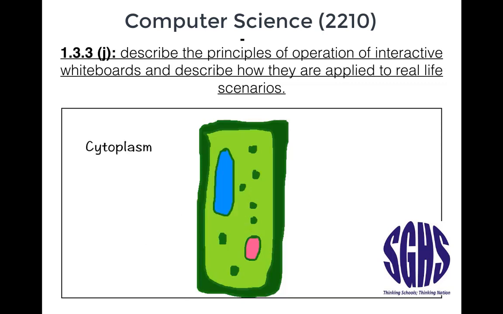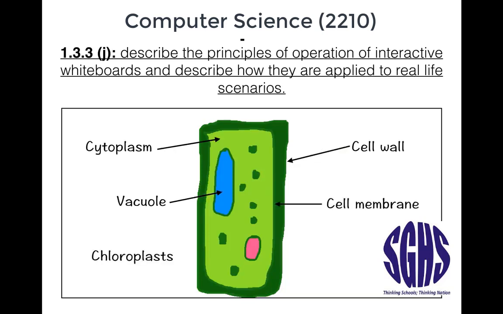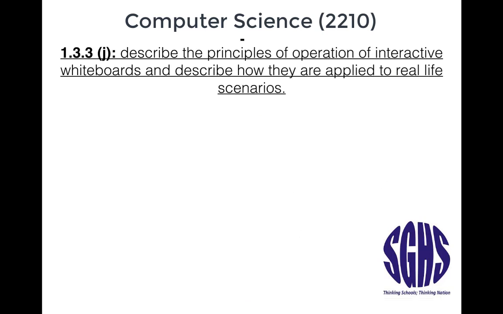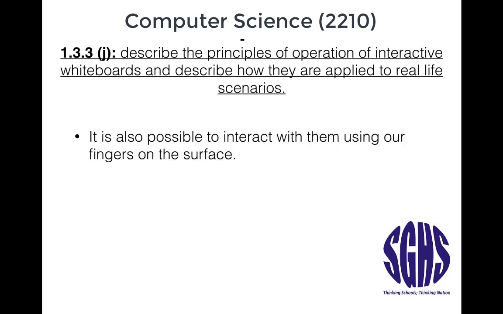So we have the cytoplasm, cell wall, the vacuole, cell membrane, chloroplasts, and nucleus, and you can annotate this, and this whole thing can be saved for later use on the computer, so that in the next lesson when we come back to learning about plant cells, then we don't have to rewrite this. We can save whatever's been done here. So it's pretty much how an interactive whiteboard works.